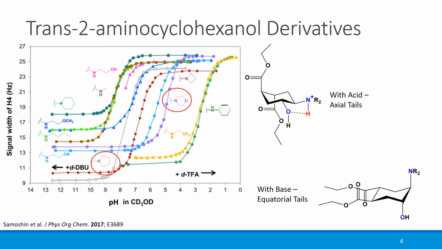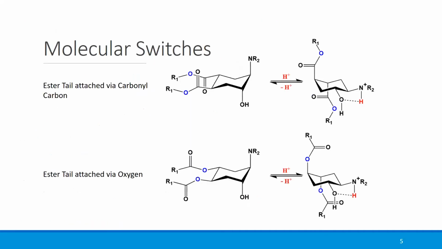And this is going to indicate that in the presence of a base, these molecular switches are going to have the majority of their molecules with those ester tails in the equatorial position. And once an acid is added, we're going to switch to having a majority of axial tails. So because of these large promising switches, we also decided to use pyrrolidine and morpholine derivatives this summer.